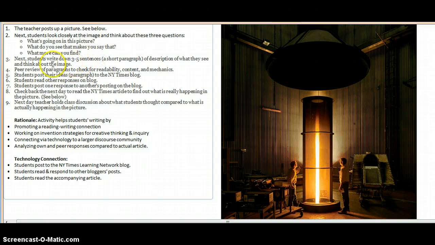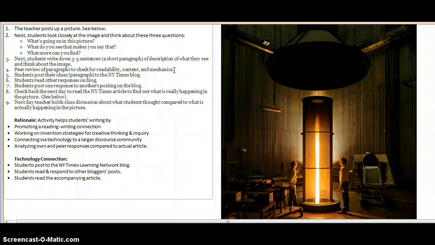Then the teacher would move into a little peer review activity of those paragraphs, so that again they're in their think, pair, share partner, and they can check each other's paragraphs for readability, for content, for mechanics, and also just share a little discussion again about what each person in the pair was thinking.